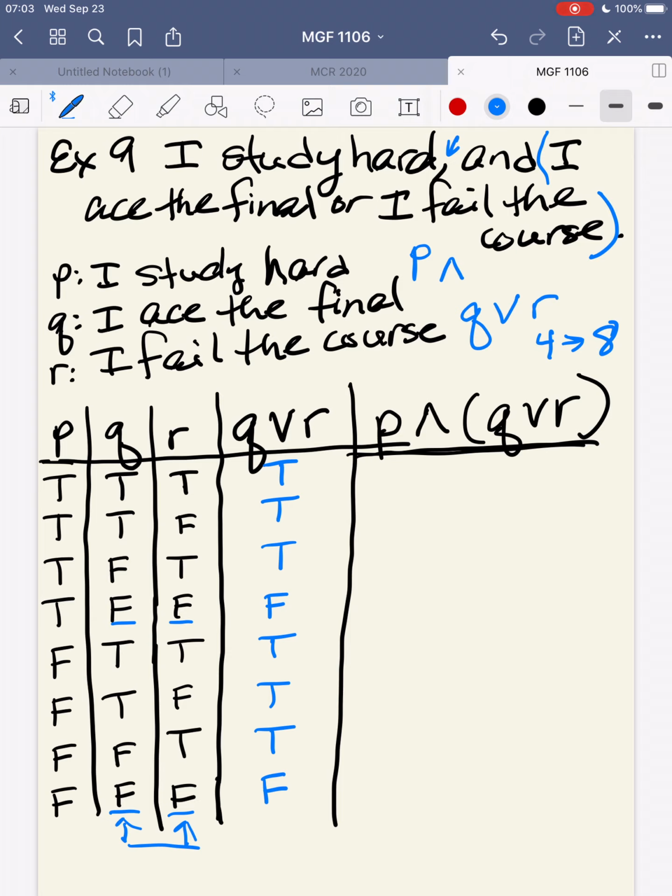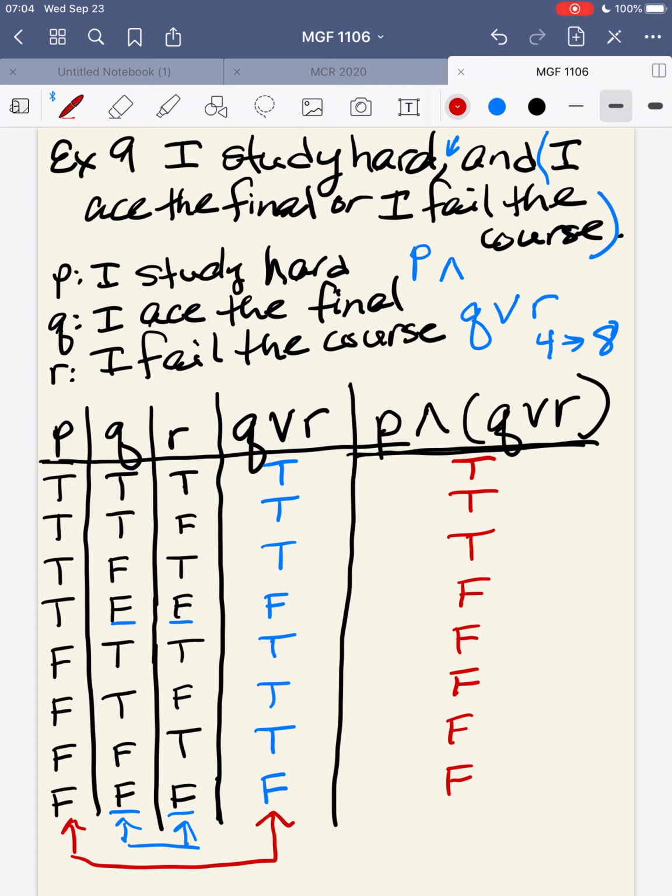Now we want to look at P and Q or R. So now we're comparing this column and this column to get our final result here. Remember with and, it's only true if they're both true. So P is true, Q or R is true, this is true. P is true, Q or R is true, this is true. P is true, Q or R is true, this is true. P is true, Q or R is false, this is false. P is false, Q or R is true, this is false, because remember, they both have to be true. And P is false the rest of the way down, so the rest of these are going to be false. And we have now completed our truth table.